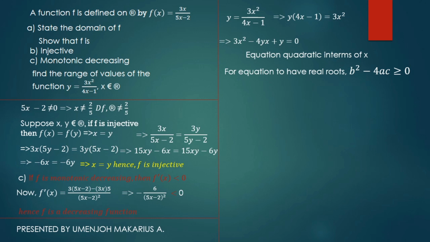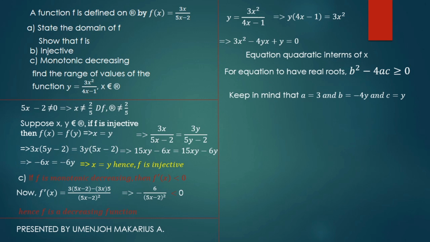Also have in mind that our a in this case is 3, our b is negative 4y, and our c is y. Most errors that students make is by neglecting the negative sign in front of the 4y and simply saying that their b is 4y. That's not correct, guys. It's wrong. So take note.